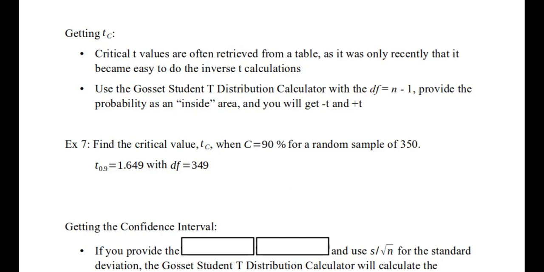Recall that the degrees of freedom is 1 less than the sample size, and we're going to find the area inside, that is, around the mean. That'll give us our boundaries, negative t and t, and of course our critical t value is the positive one. So let's look at this first example. It says find the critical value when the confidence level is 90% for a sample of 350.